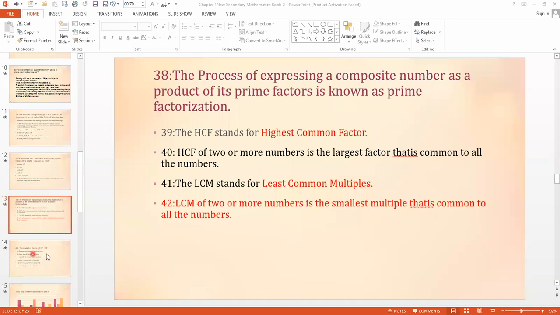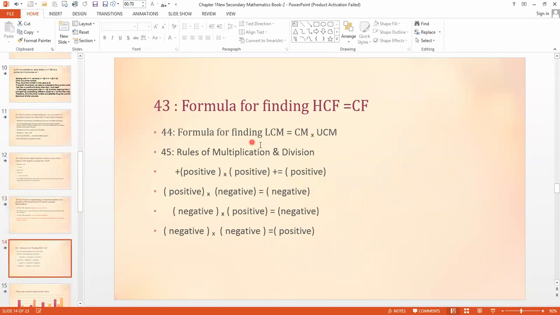Okay, this one is the last slide for today. These are very important slides, beta. If bigger numbers are given to you, then don't take their factors or multiples. Then you have to use the table method, okay? And for the table method, you must use the formula. The formula for finding HCF is common factor, and the formula for finding LCM is common multiple multiplied by uncommon multiple.